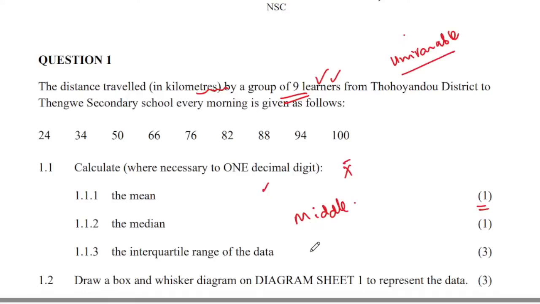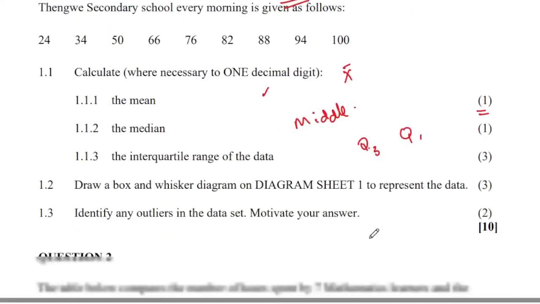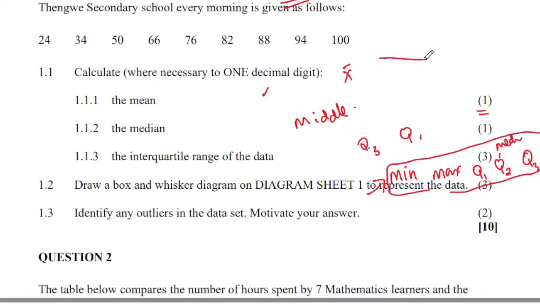Then they want the interquartile range, so you need the Q3 as well as the Q1, and then get the difference between those values. Then the box and whisker, remember it's a summary of 5 numbers: the minimum, the maximum, the Q1, the Q2, which is the median, and then the Q3. So you need to know how to represent this. Usually there is a ruler or some sort of scale drawn for you. Then identify an outlier.